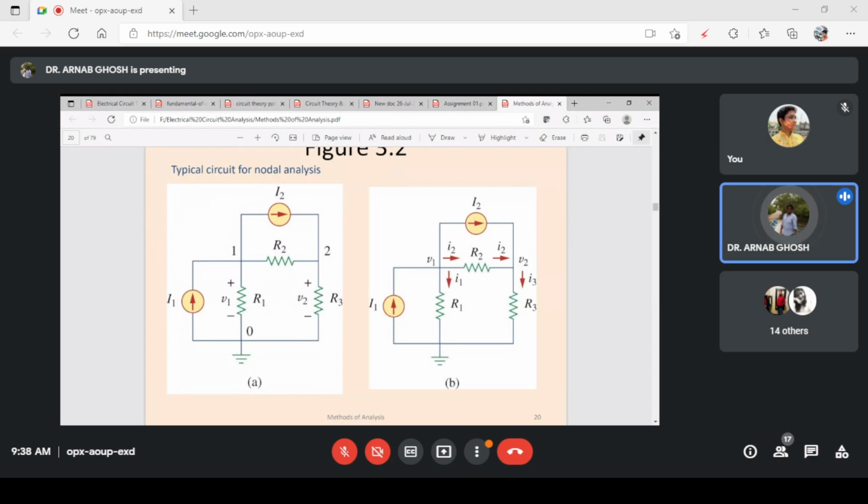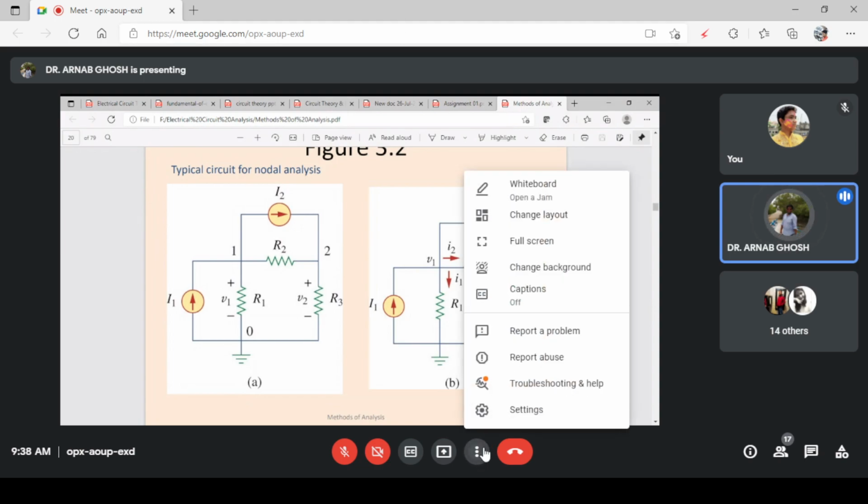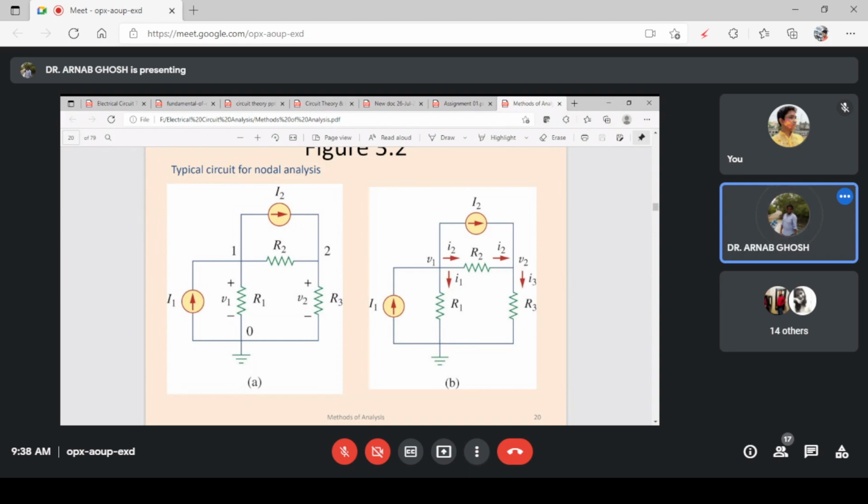We will apply KCL at any particular node. So what is KCL? KCL states that the sum of the currents entering or leaving a node will be equal to 0. This is the KCL law, right? So we will individually take all the non-reference nodes. Let us say we are considering this particular node, node 1. We are first considering this node 1, this one.